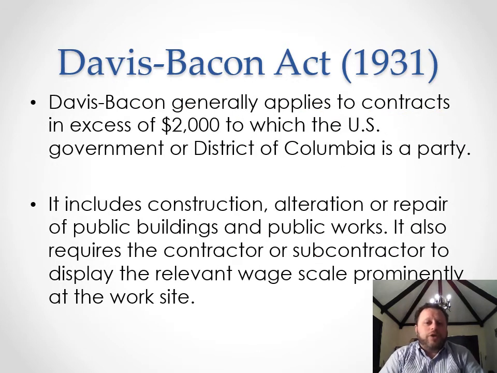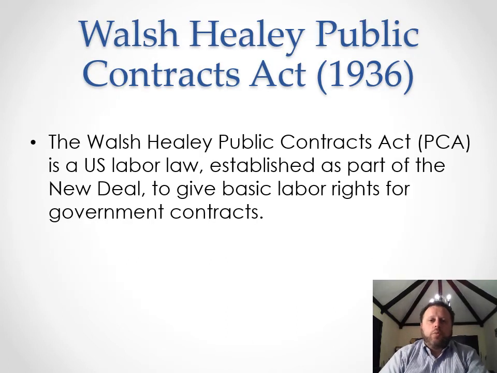Davis-Bacon applies to contracts that are in excess of $2,000, which is for construction, pretty much all of them. And it includes any kind of construction, alteration, repair of any sort of public building or public works. And it also says that the subcontractor has to display the wage scale so everybody can see how much you make in the range of your job. Very transparent.